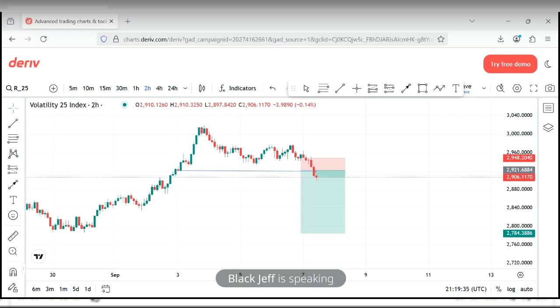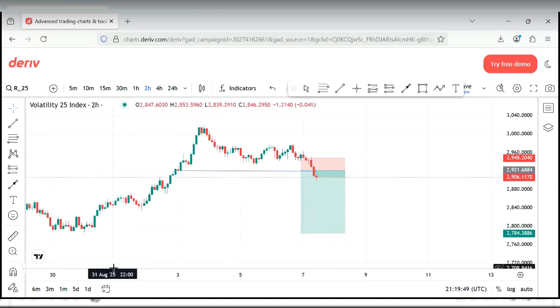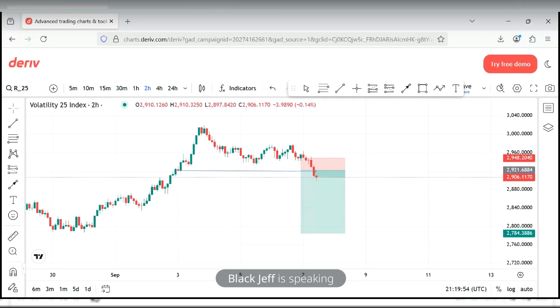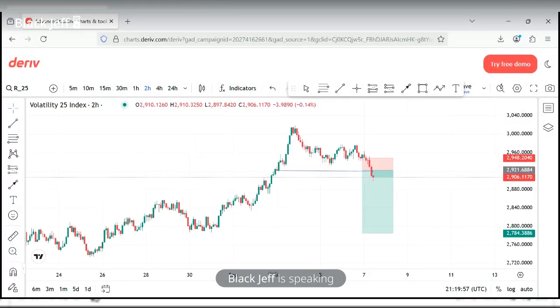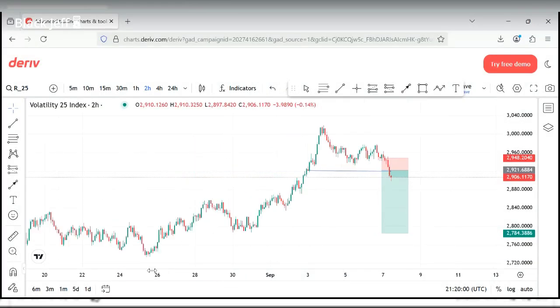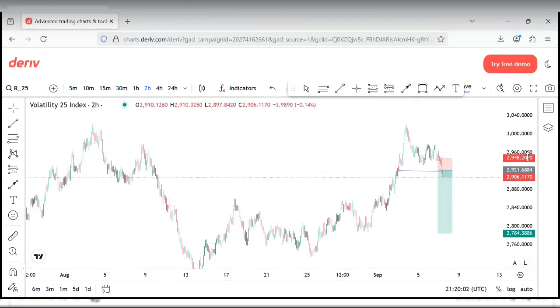I believe you can see my screen. If you can see my screen, let me know, and let me know what you are seeing. If you are seeing V25 on the screen, please let me know. All right, I can move on now. All right, you can see.